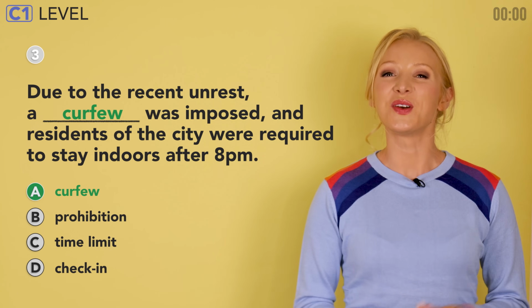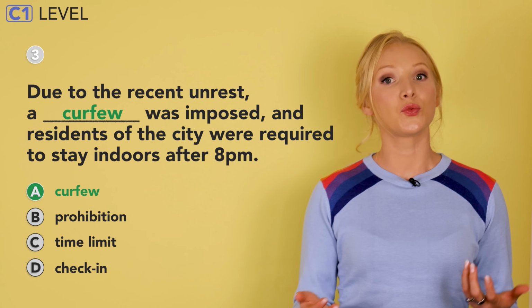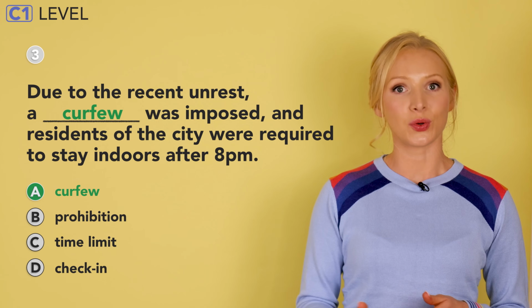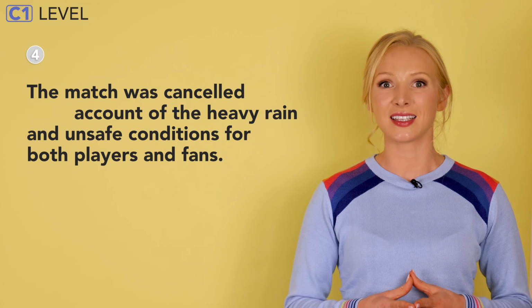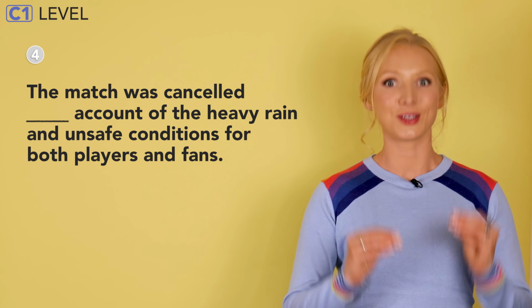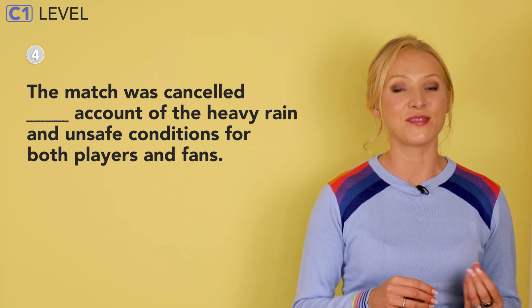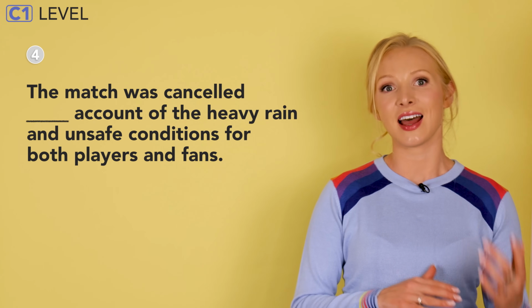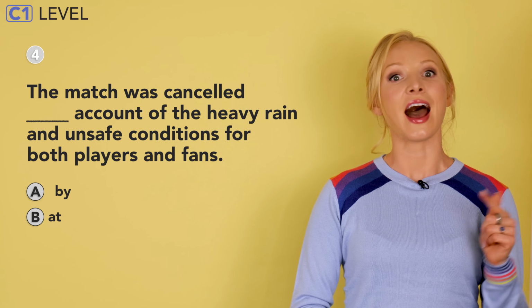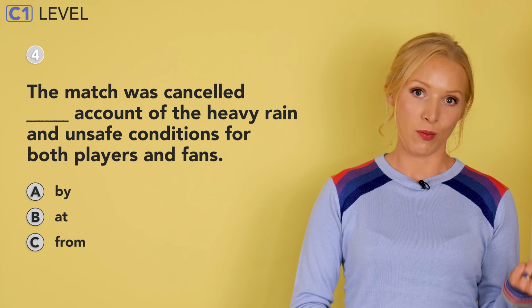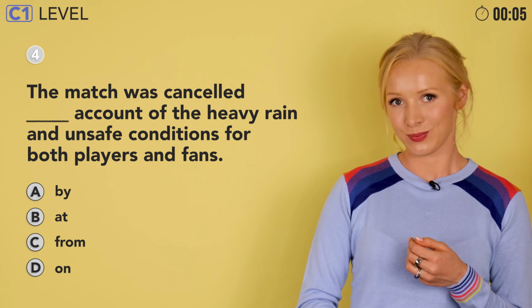A, curfew is the correct answer here. It's a rule requiring people to stay indoors between specified times. Did you know that one? Let's see about number 4. The match was cancelled what account of the heavy rain and unsafe conditions for both players and fans? Is it A, by, B, at, C, from, or D, on?